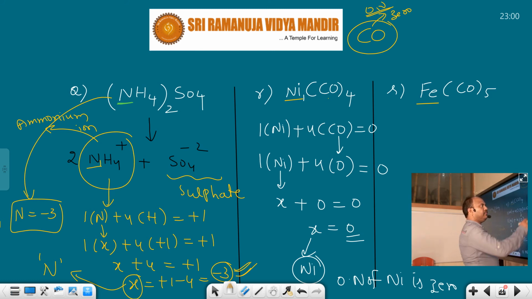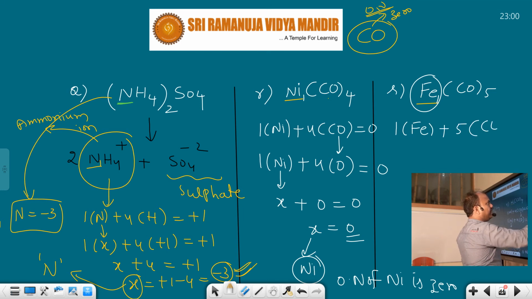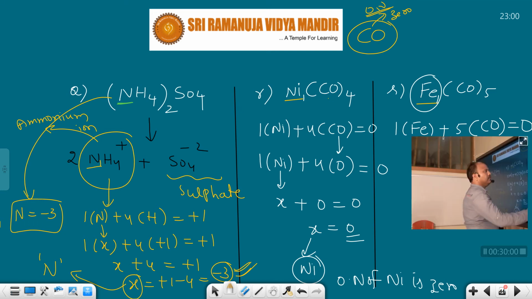Iron pentacarbonyl will be given. We have to find the oxidation number of iron. How to do it? How many irons are there? 1 iron. How many carbonyl groups are there? 5 carbonyl groups. The sum should be equal to its charge. It is electrically neutral. Fe(CO)5 is electrically neutral because compounds are neutral, so it is equal to 0.